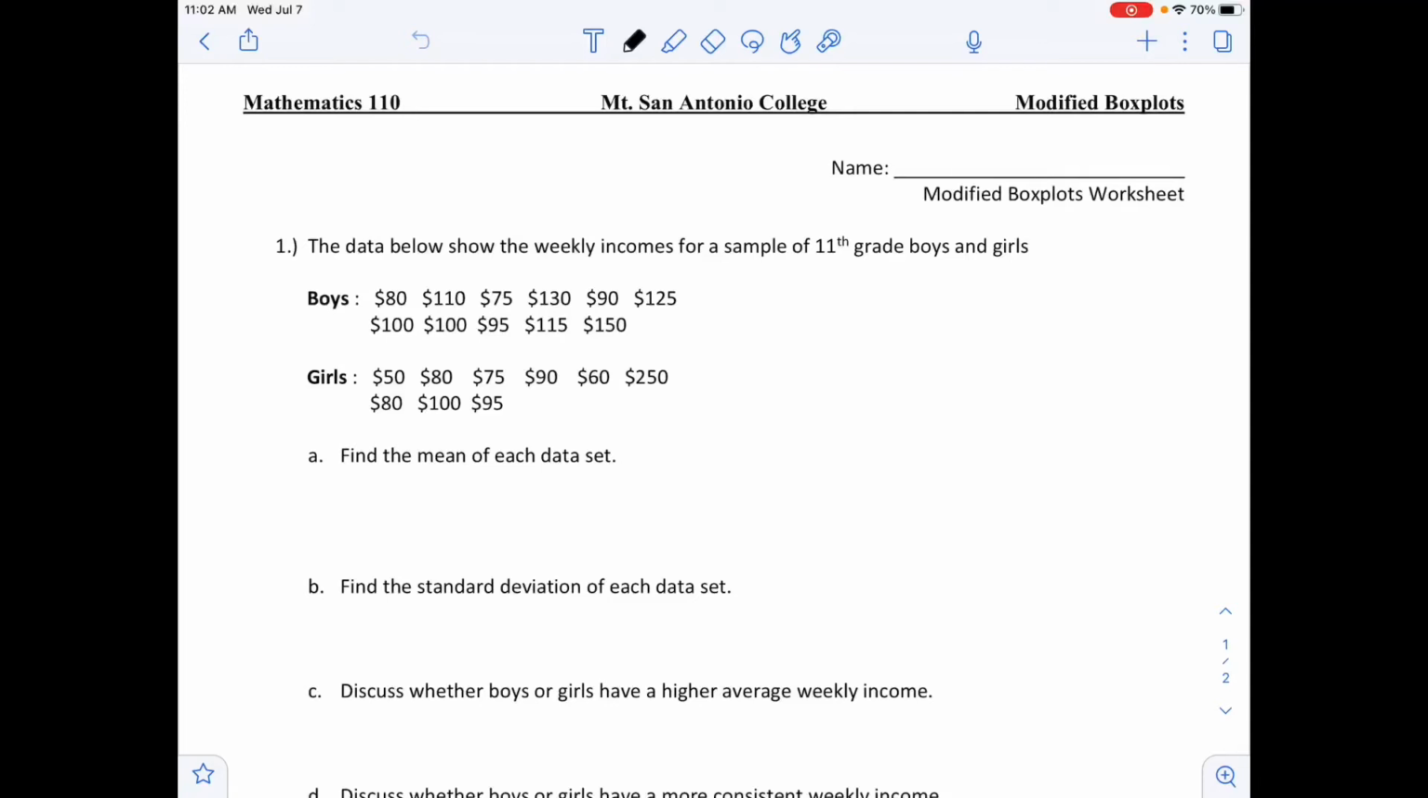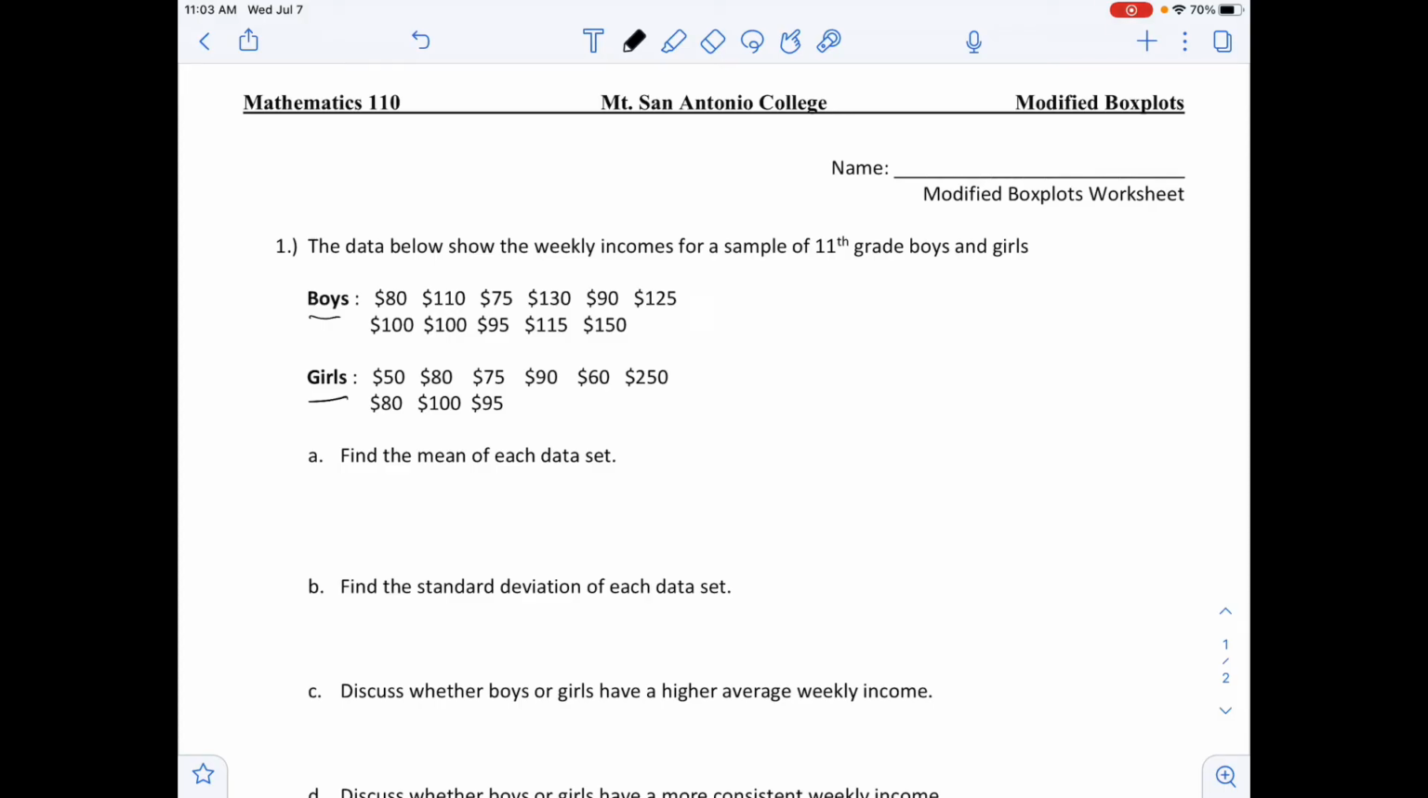This is the Modified Boxplots worksheet. Number 1 says the data below shows the weekly incomes for a sample of 11th grade boys and girls. We have a list of boys here and their income and girls and their income. Part A says to find the mean for each data set.